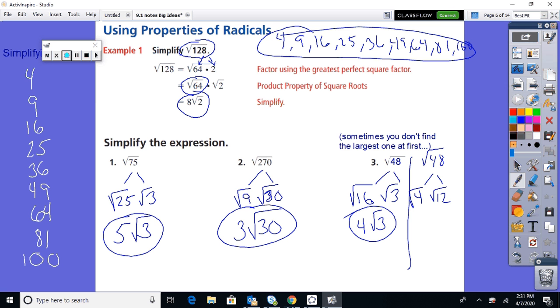Well, that's 2. Square root of 4 is 2. 2 roots of 12. But now 12 can be broken down again into 4 and 3. So that will be 2 times 2 roots of 3, or 4 roots of 3. So it's the same thing, but you want to try to find the largest perfect square that goes into the number inside the radical first to save you some time.